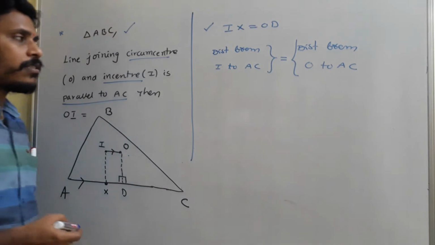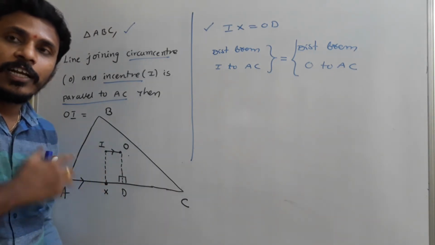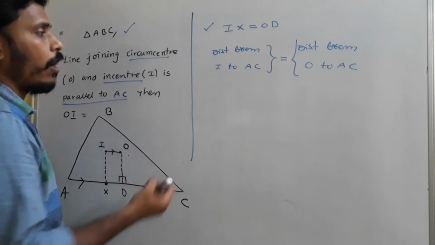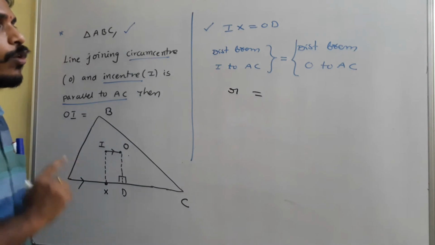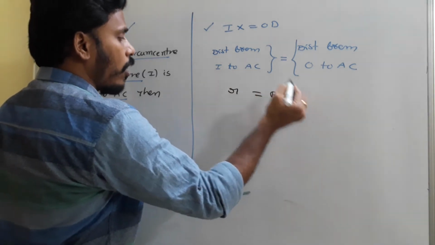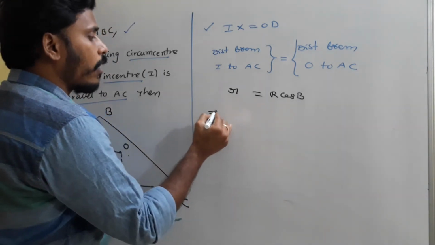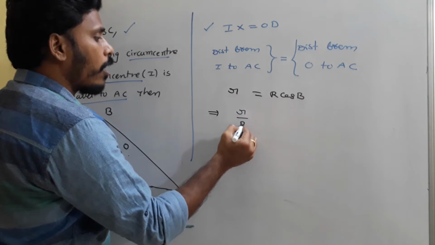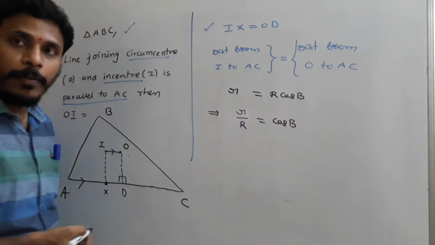So what is the distance from the incenter to the side? The distance from the incenter to the side is simply small r. And what is the distance from the orthocenter to AC? The distance from the orthocenter to the side is nothing but R cos B. So small r is equal to R cos B. From there, since small r is equal to R cos B, that implies small r by capital R is equal to cos B.